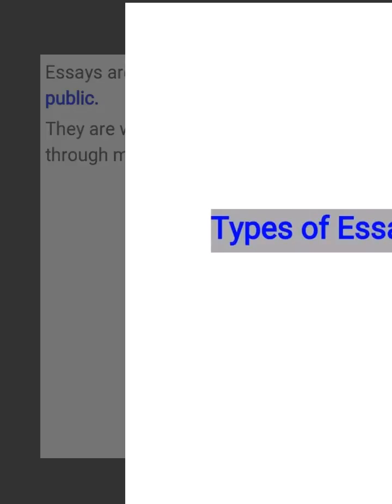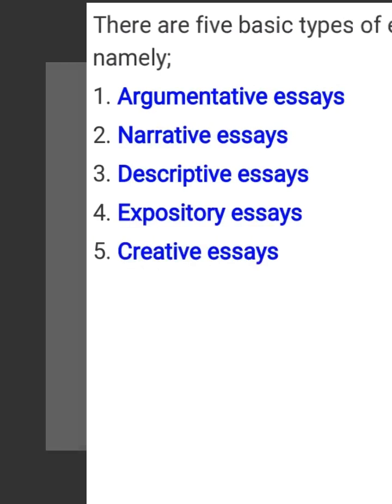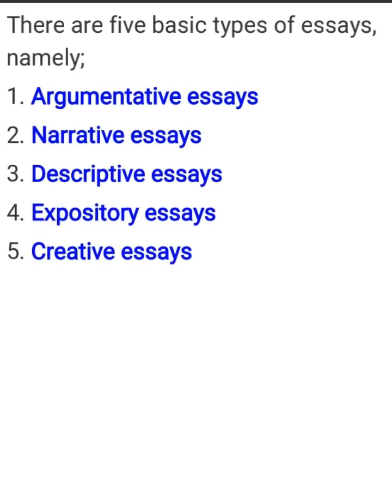But then, what are the types of essays that exist? What are the types of essays we have in English? We have 5 basic types of essays, and they are itemized here for our recognition. The first is argumentative essays. The second is narrative essays. 3, descriptive essays. 4, expository essays. And 5, creative essays. So these are the 5 basic types of essays we have.